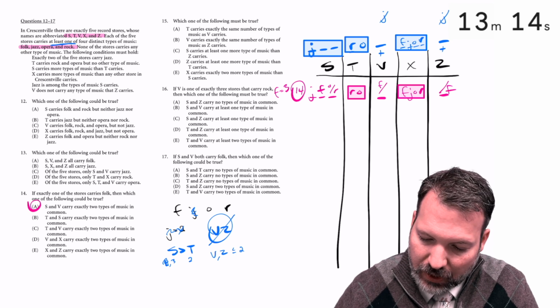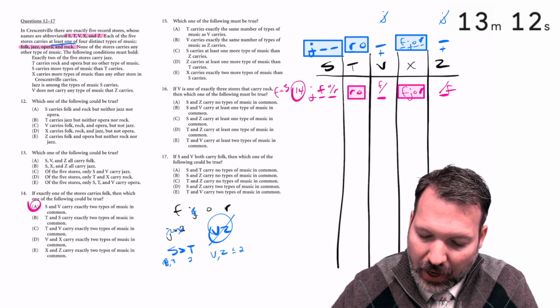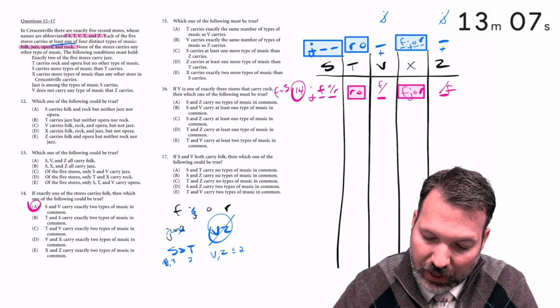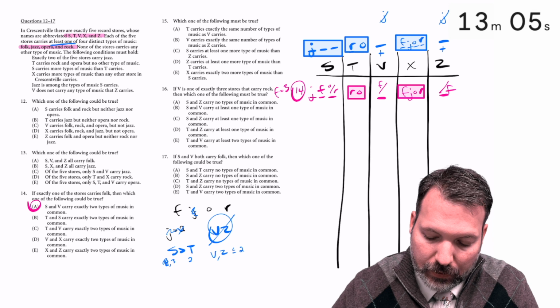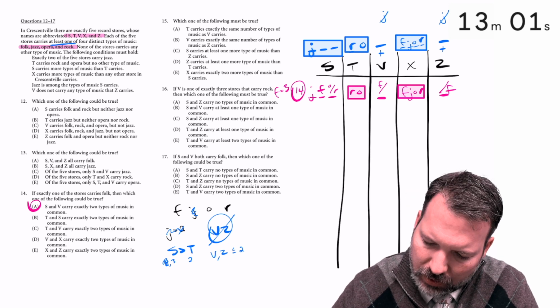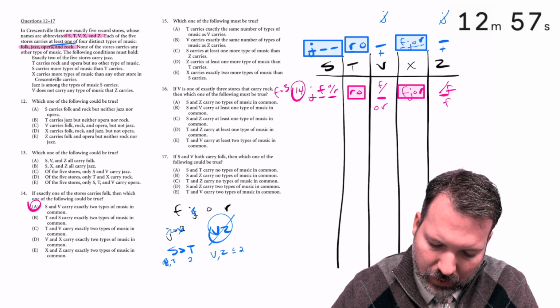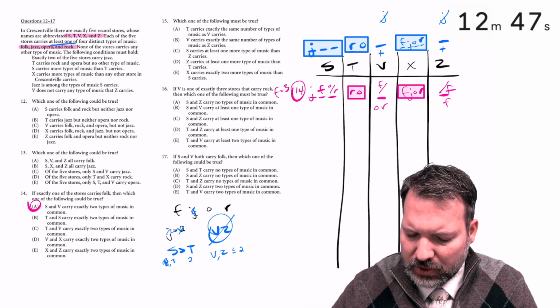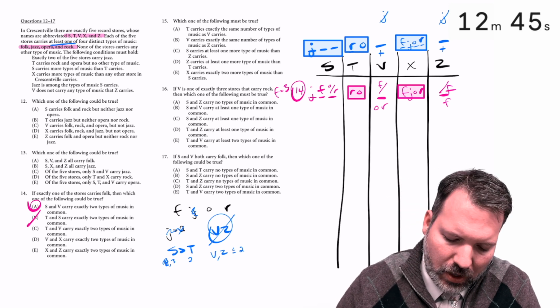T and S carry exactly 2. Not possible because S can only have one of O or R. T and V carry exactly 2. It can't be 2 because, wait, couldn't it be? If this was O and R and this was F, T and V carry exactly 2 types of music in common? I feel like that's fine. What am I missing? Okay, now we need to investigate.